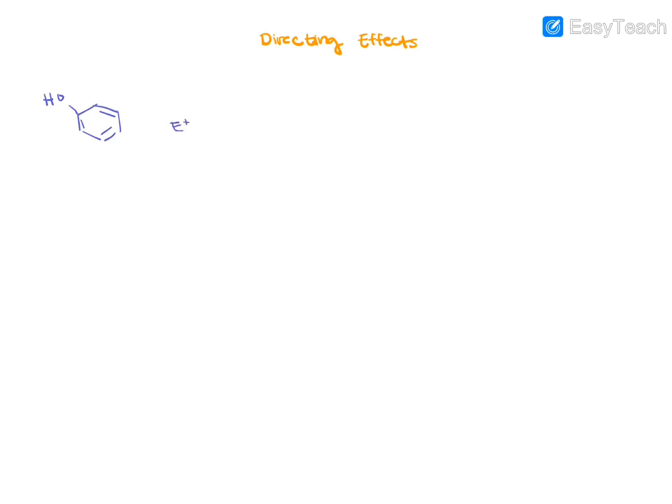So let's say we're doing an EAS reaction, and for the ease of this example, I'm just going to write the super electrophile as E+. So let's say we come here and start our EAS reaction. Our electrophile goes here, and we'll have a full positive charge on that carbon right there.